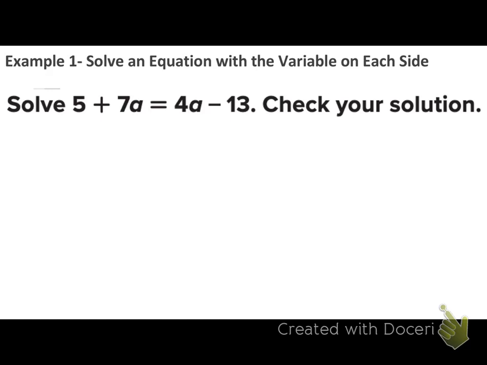That means this 7a is on the left, and I need to get it over to the right. How am I going to get 7a to the right? I can't just swap them. I've got to use mathematically sound operations. It's 5 plus 7a, a positive 7a. So I can subtract 7a.